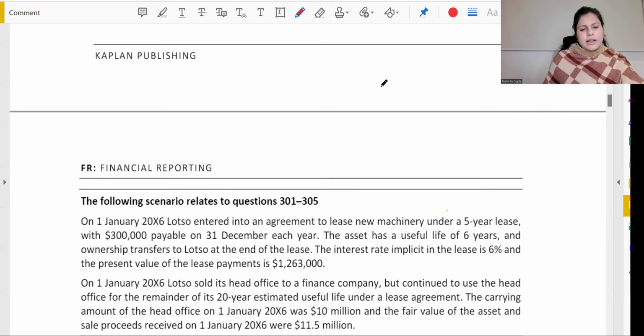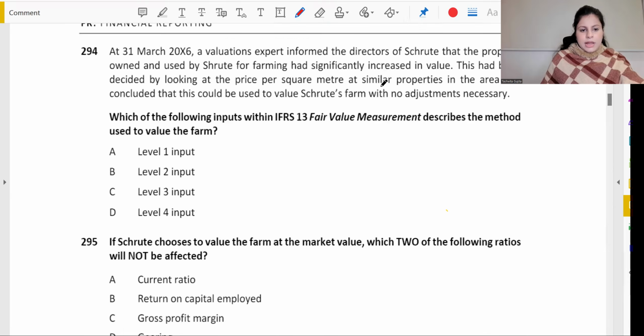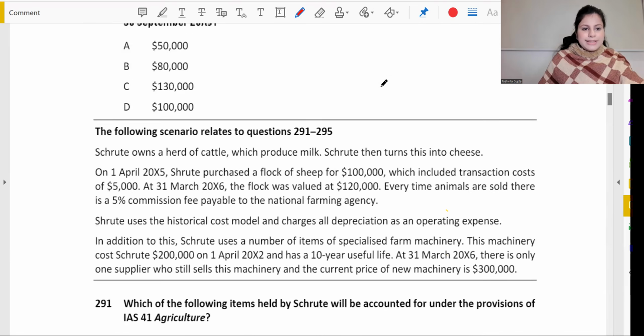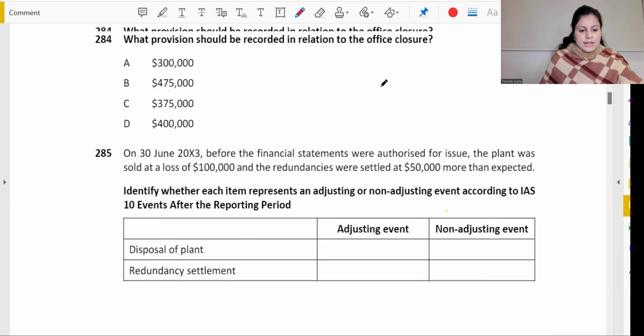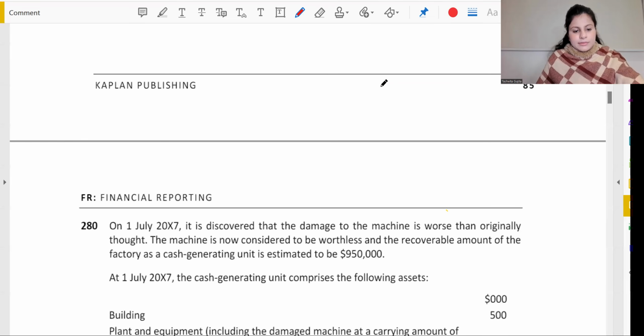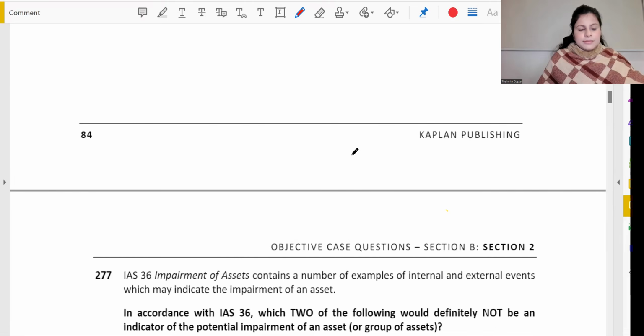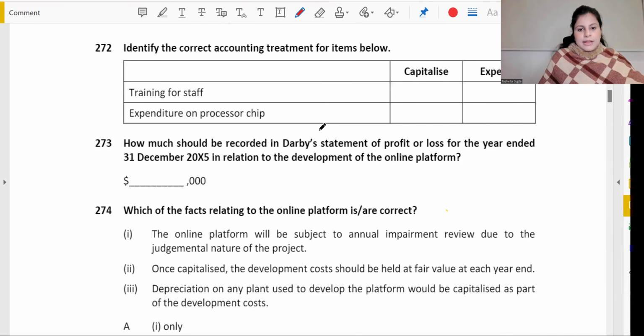How many questions have we done till now? Can you give me the count? Are you keeping a count of the questions done? Constructive obligation. How many questions have we done? 20. 30 more to go. Let's go.